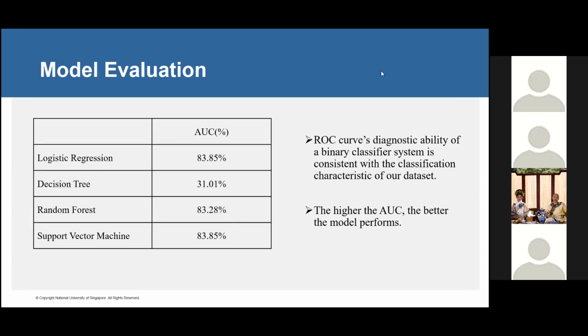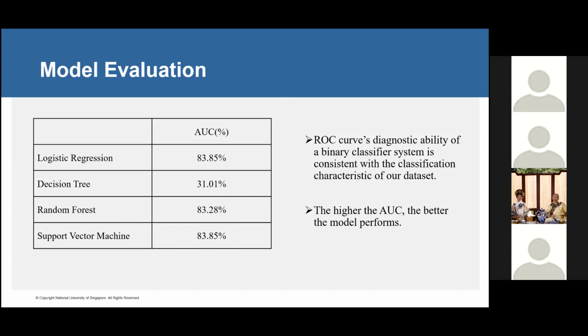For model evaluation, we evaluate the performance from two dimensions, both its performance and its computational cost. To evaluate how well the model performs, we choose two main metrics, that is the area under the ROC curve and the confusion matrix. The ROC curve is created by plotting the true positive rate against the false positive rate, and the higher the AUC, the better the model performs. And here are the results of the AUC among different models.